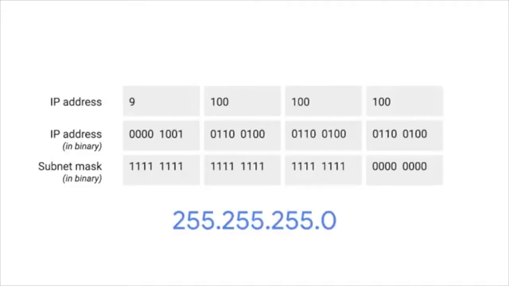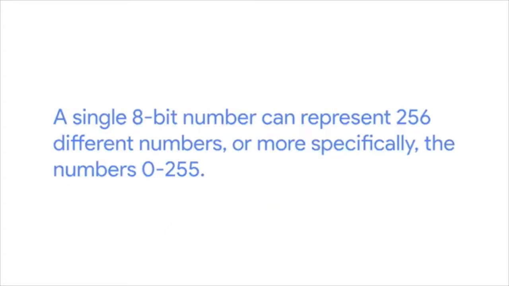The size of a subnet is entirely defined by its subnet mask. So for example, with a subnet mask of 255.255.255.0, we know that only the last octet is available for host IDs, regardless of what size the network and subnet IDs are. A single 8-bit number can represent 256 different numbers, or more specifically, the numbers 0 through 255. This is a good time to point out that, in general, a subnet can usually only contain 2 less than the total number of host IDs available.